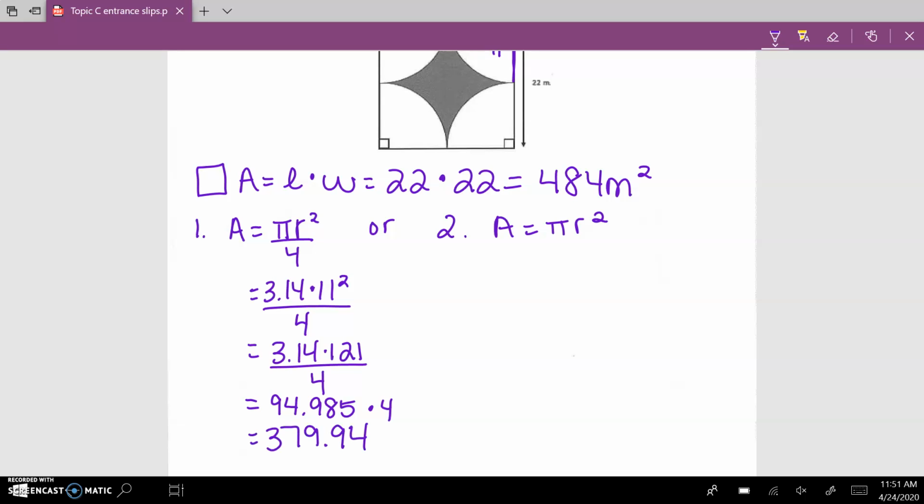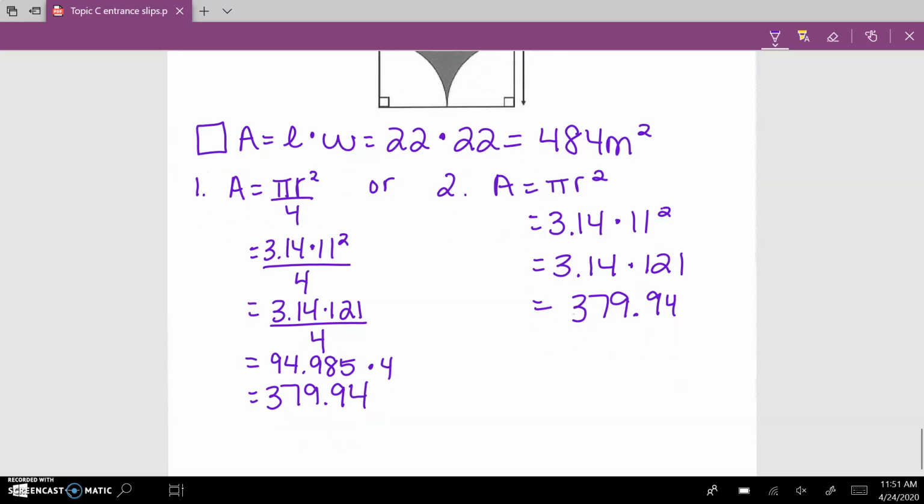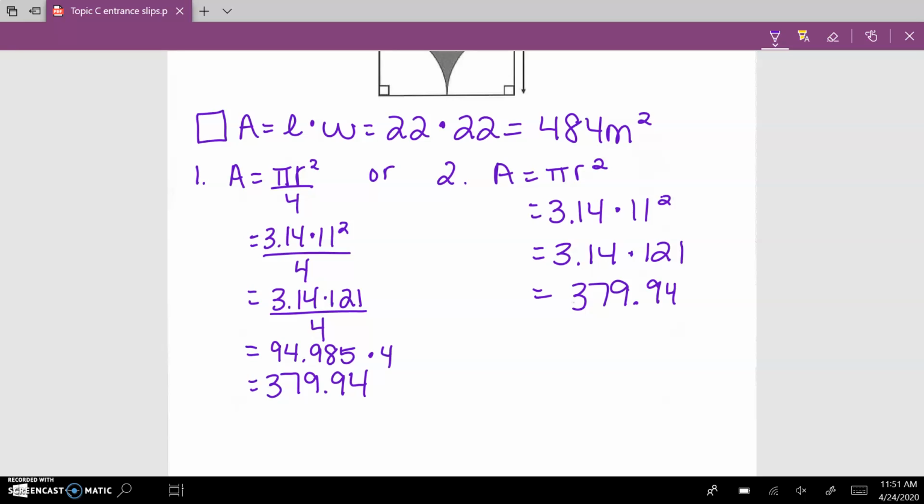379.94. Whereas if you do option number 2, you would just end up with 3.14 times 11 squared, which would be 3.14 times 121, and that would take you directly to that 379.94 number.